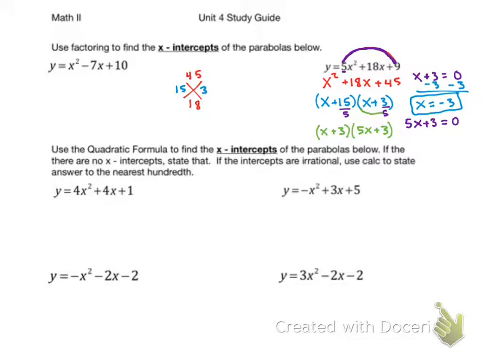For 5x plus 3, we also have to get that x-intercept. We subtract 3 from both sides. We have 5x equals negative 3. Divide by 5 on both sides, and here we get x equals negative 3 over 5. We divide that out, which gives us negative 0.6. And that's going to be our other x-intercept.